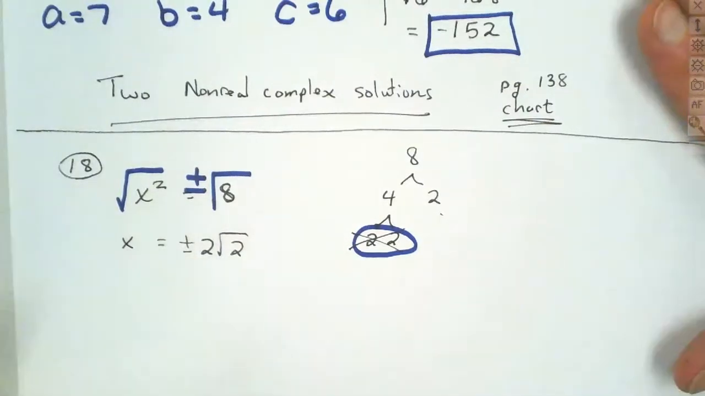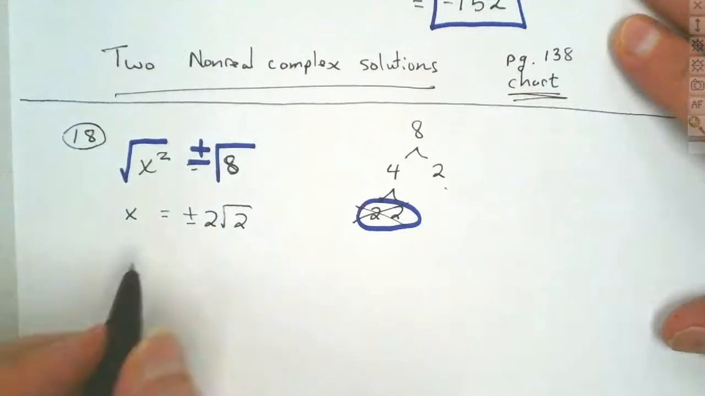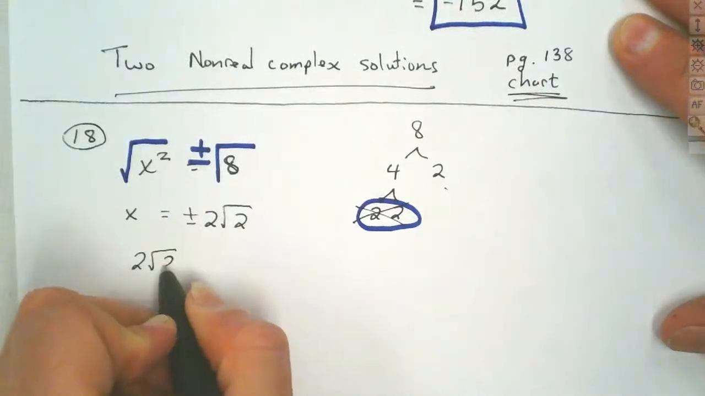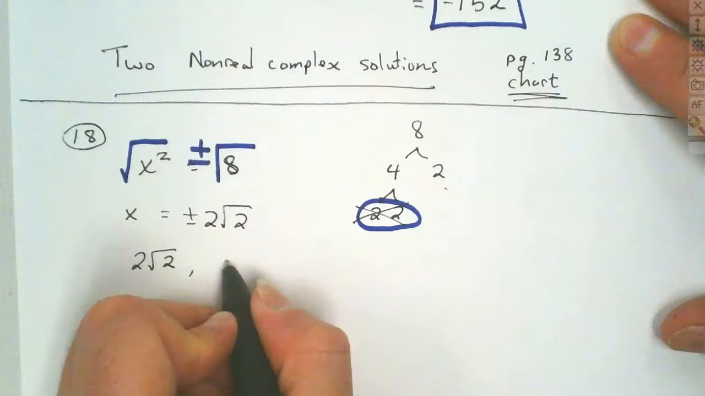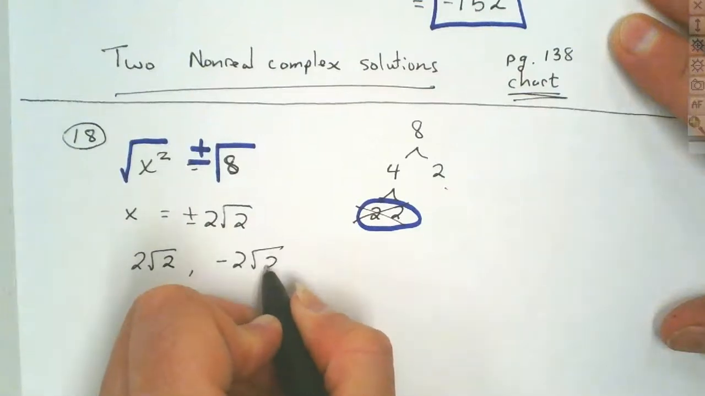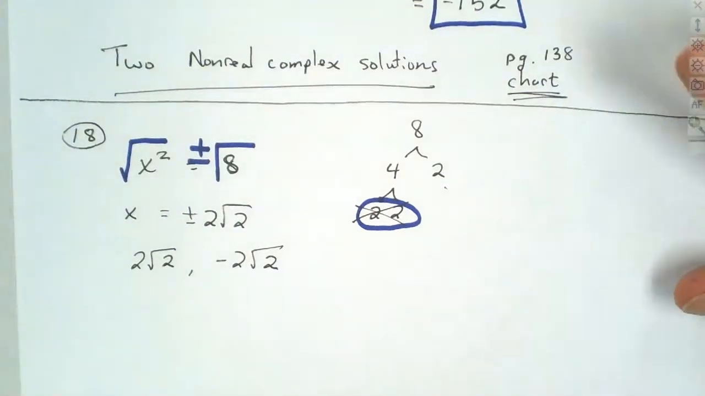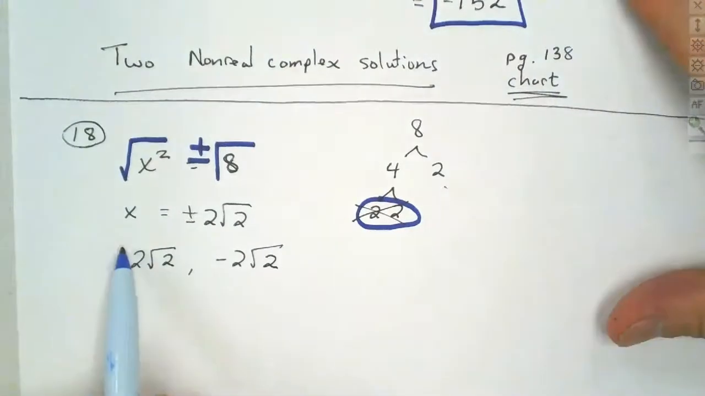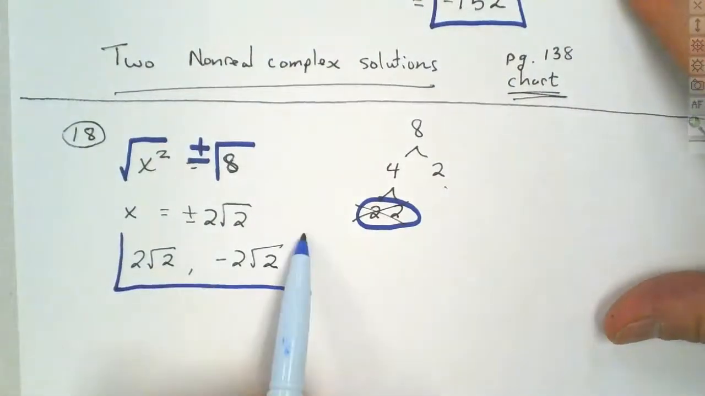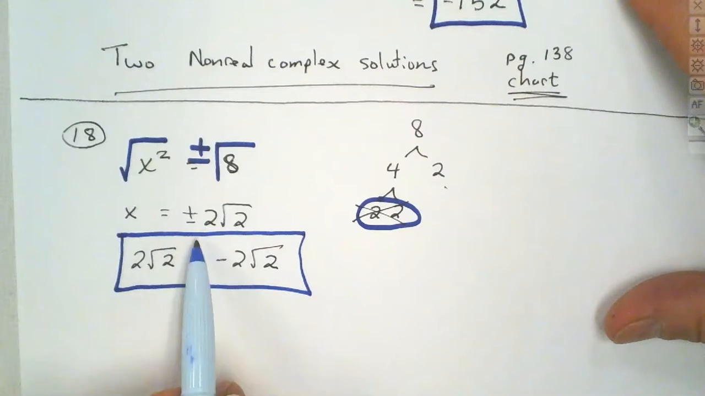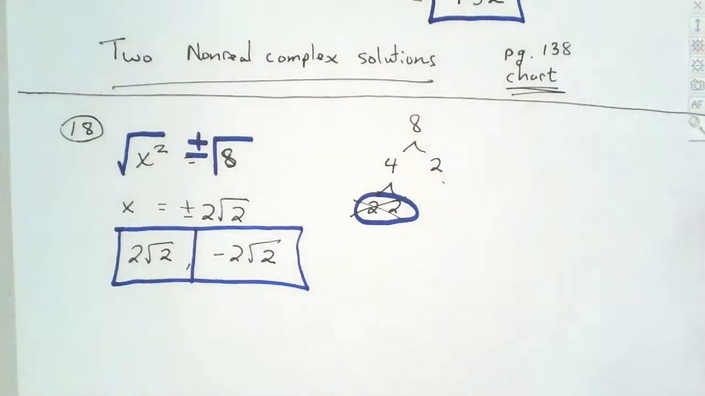And I always like to write out my 2 separate solutions. So they would be 2 square root of 2 for one, and minus 2 square root of 2 for the other. So there's your 2 solutions: 2 square root of 2 and minus 2 square root of 2.